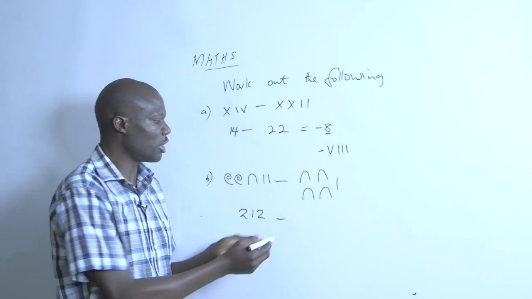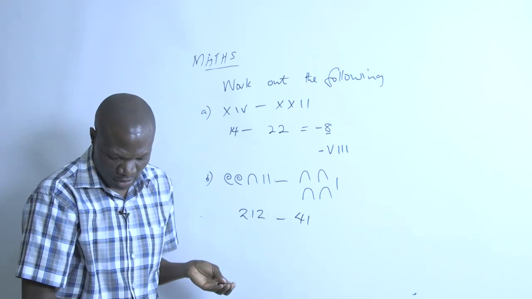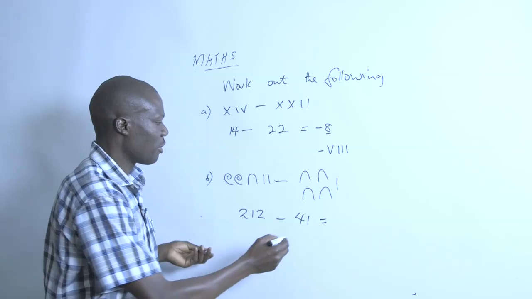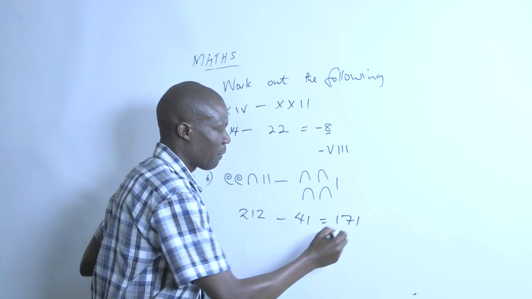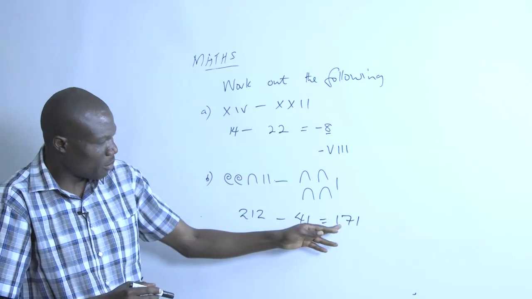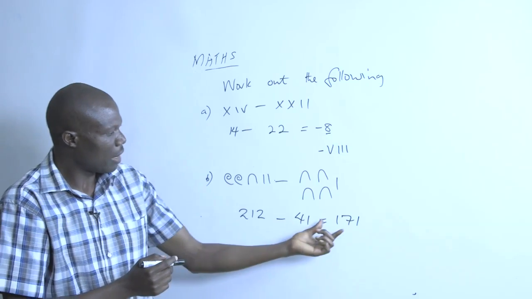Minus, we have four arcs, which is 40, plus 1, which is 41. That is what we have. And when you subtract this one, you'll find that the value you get is 171. Again, we need to represent this in form of the Egyptian number system.